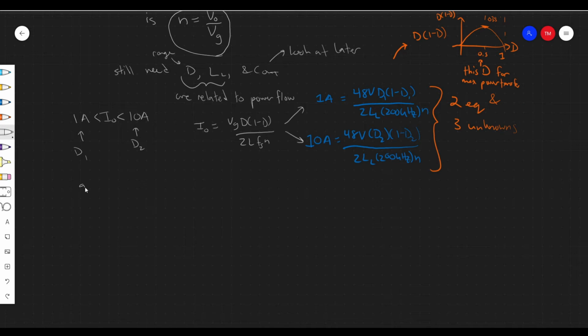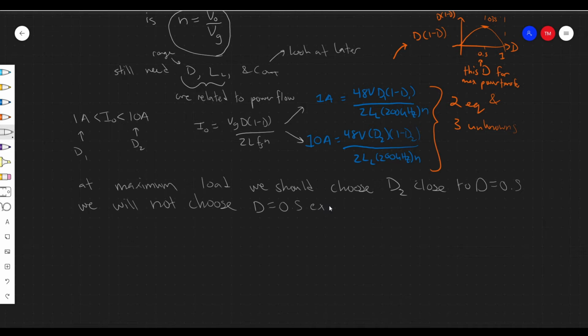Let's just write this out. At maximum load, we should choose D2, right, at the maximum current, close to D equals 0.5, right? Because that's when we're going to be able to transfer the maximum power. However, we will not choose D equals 0.5 exactly. We want a little bit of room.